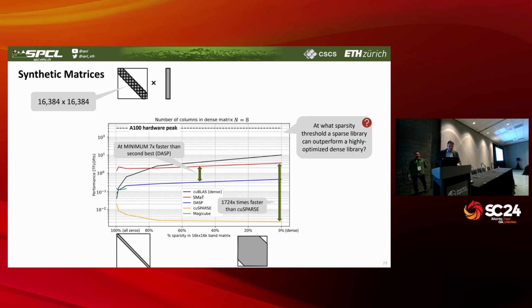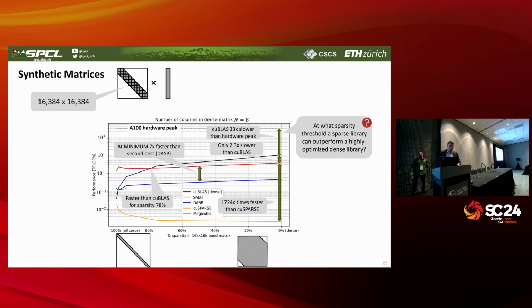For the dense case, we observe, compared to cuSparse, we are 1,700 times faster, and we are only 2.3 times slower than cuBLAS. Yet cuBLAS is 33 times slower than the hardware peak. The reason for that is the dense matrix that has only 8 columns.